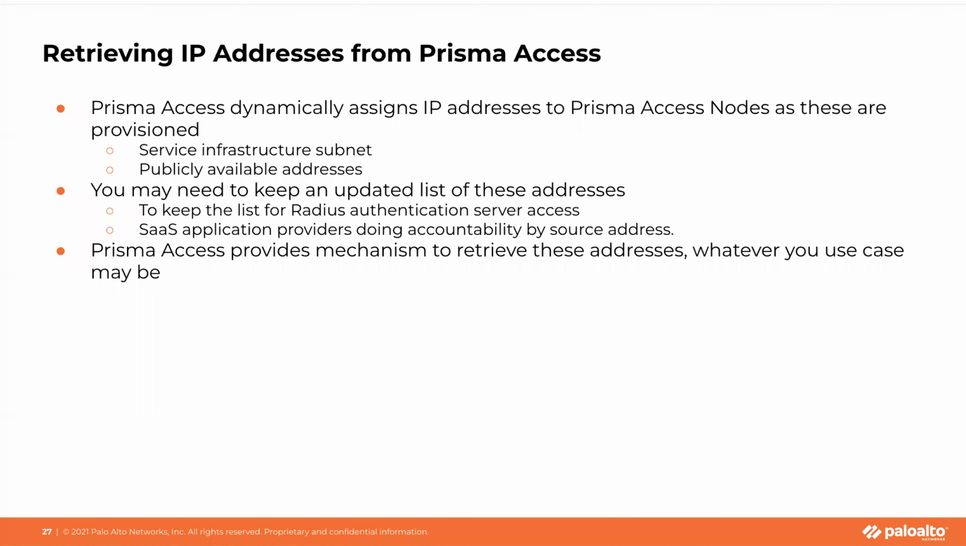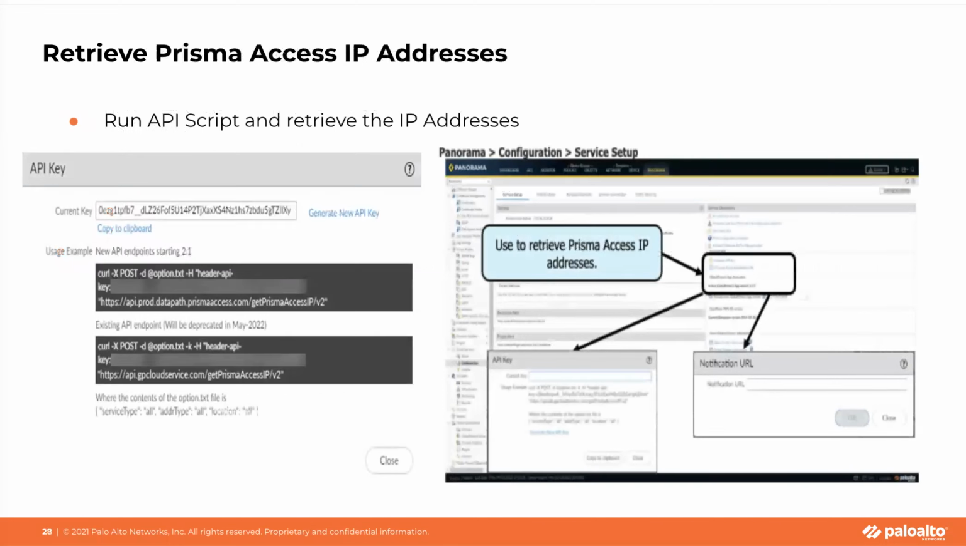Prisma Access provides a mechanism through which you can retrieve these IP addresses, whatever your use case may be, whether it's a SaaS application or your authentication application. I will talk about how you can retrieve the IP addresses. You can run an API script and retrieve all these IP addresses.